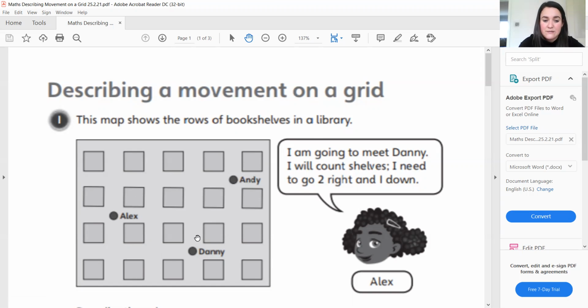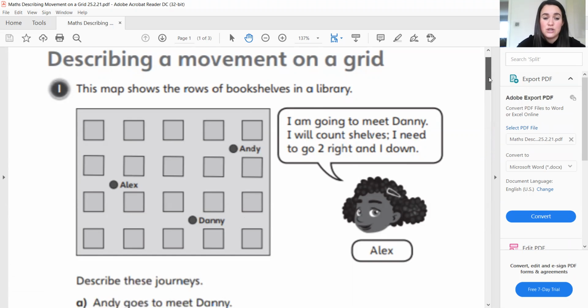This time we've got 3 different people and they are in a library. So these blocks here denote bookshelves in a library. We've got Alex here, say she's going to meet Danny. She's going to count the shelves, again, like we were just doing with the buildings, we're counting those blocks. I will count shelves. I need to go 2 right and 2 down.